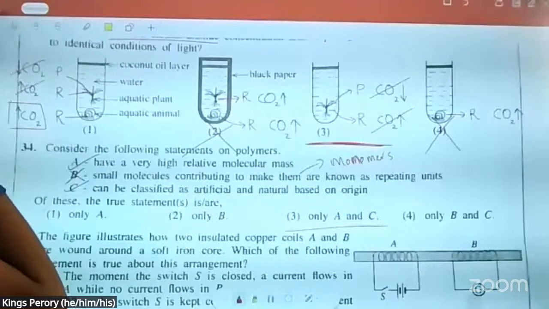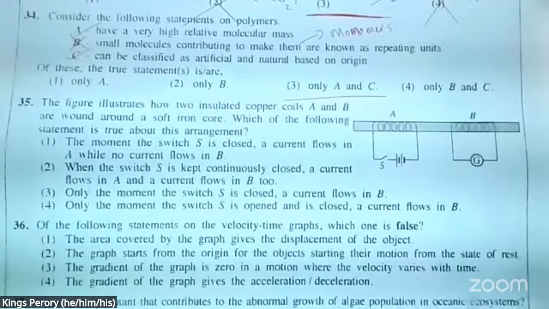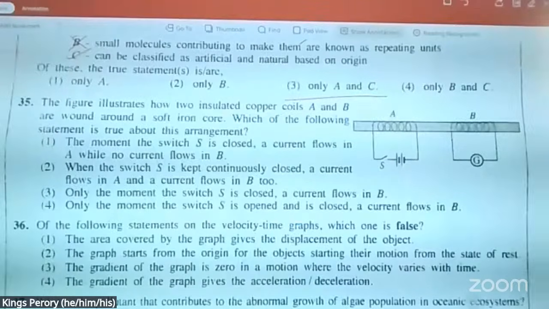That comes from the hydrocarbon section. Question 35: there we have something to learn. I'll first teach it separately. It will come here.